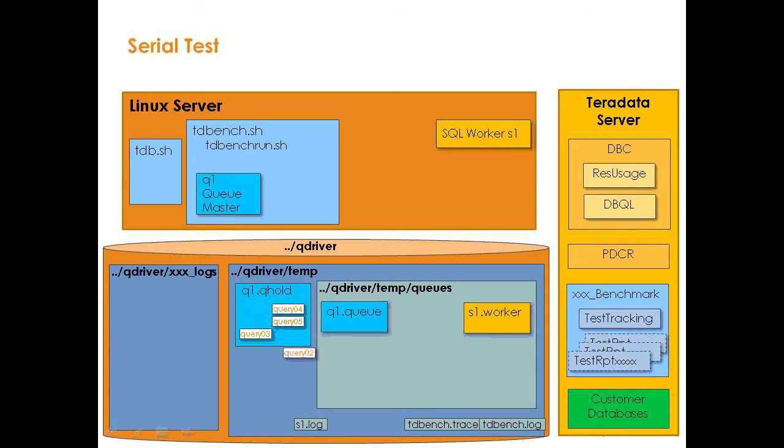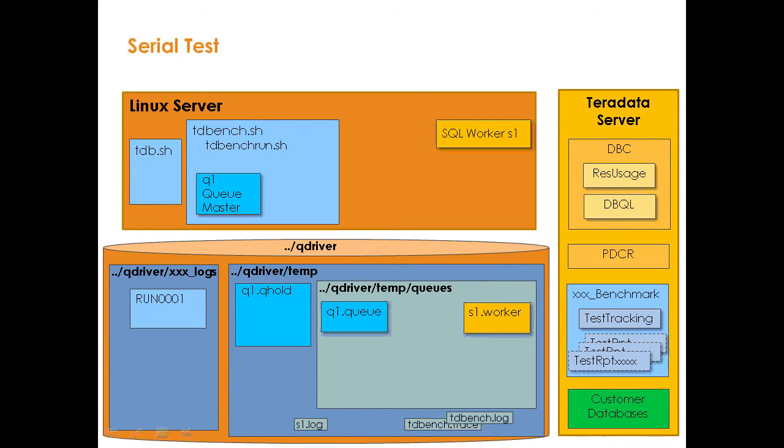The queue master puts another query on the pipe being used for standard input by that worker's BT, and the worker starts executing that next query. And when that's done, the next query is executed. And the process continues for the serial test until all queries have been executed.